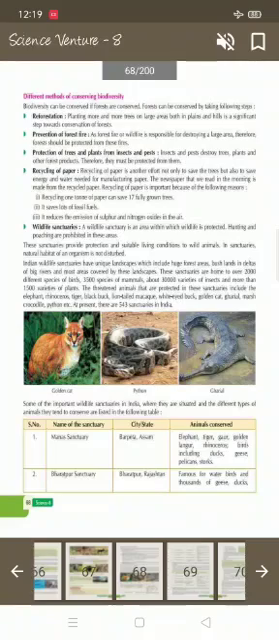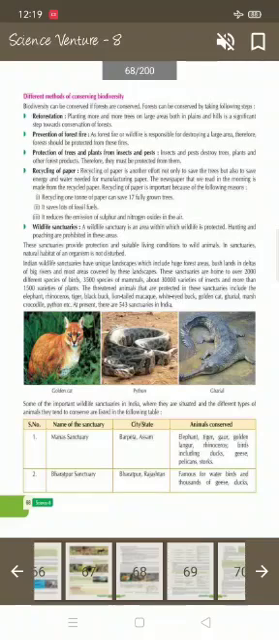Second, prevention of forest fire. Forest fire or wildfire is responsible for destroying large areas, therefore forests should be protected from these fires. Third, protection of trees and plants from insects and pests. Insects and pests destroy trees, plants and other forest products.